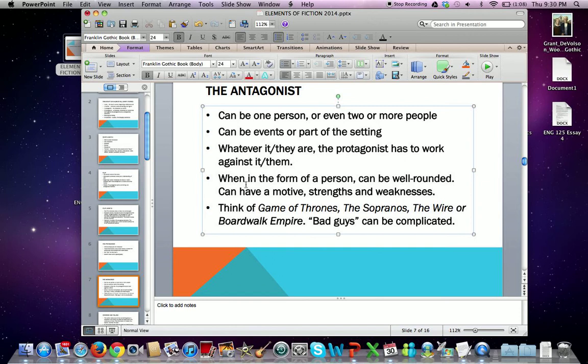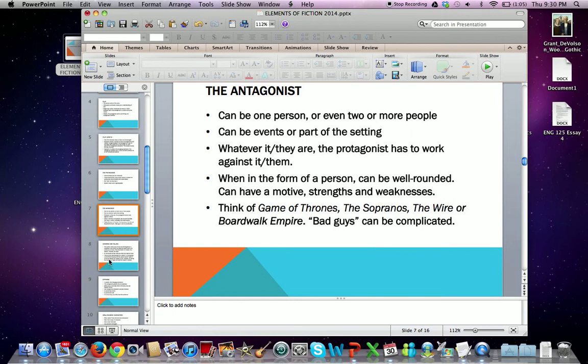When in the form of a person, they can be well-rounded. Certainly, I think the best antagonists, the most interesting ones, are. I think if you look at the best villains in TV and in film and in books and in plays, the bad person, the antagonist, is really still well developed. They have a motive, they have strengths and weaknesses, right? So think of Game of Thrones, or The Sopranos, The Wire, or Boardwalk Empire. These bad guys, supposedly, can be very complicated.